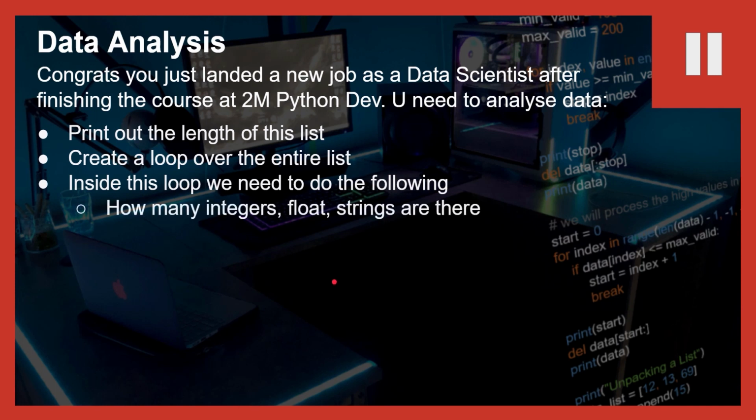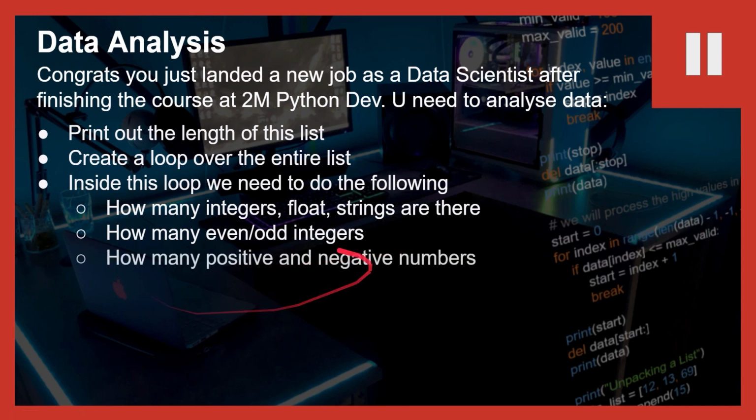So, first of all, you'll need to print out how many integers, floats, and strings there are. This is a list of different integers, floats, and strings. You need to count every single one of these. Next, you'll need to print out how many even and odd integers there are, because floats and strings cannot be even or odd, so this is where you start using if statements. You actually start using it right here, but this is where it becomes very important. Next, you'll need to print out how many positive and negative numbers there are. Remember, floats can be negative as well as integers.